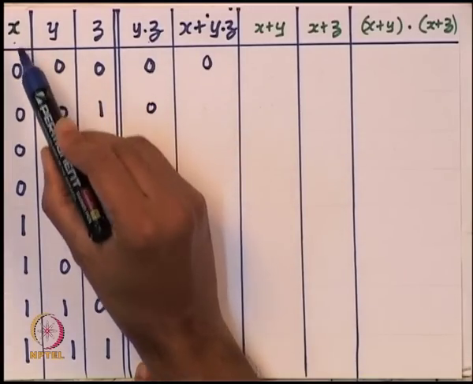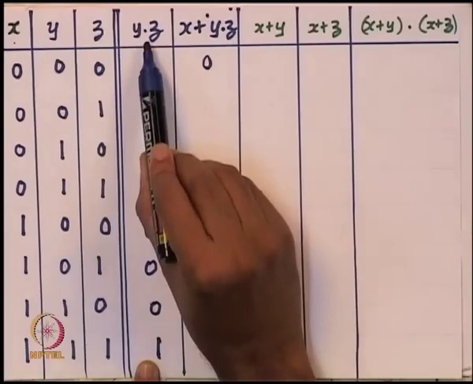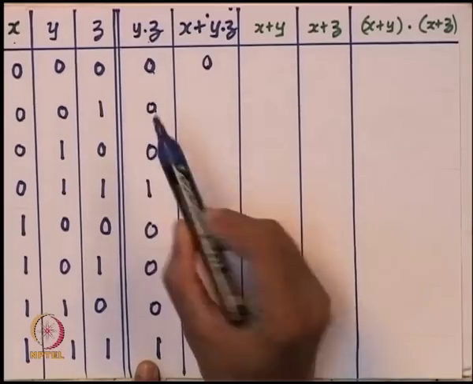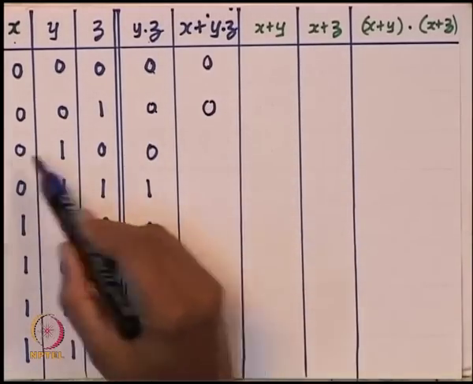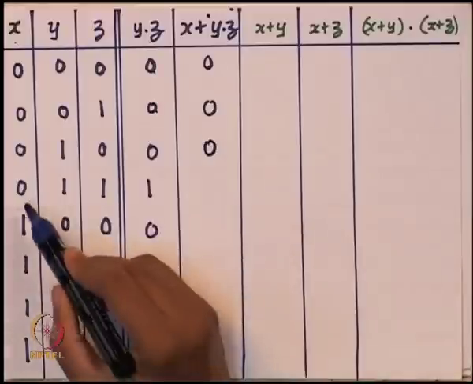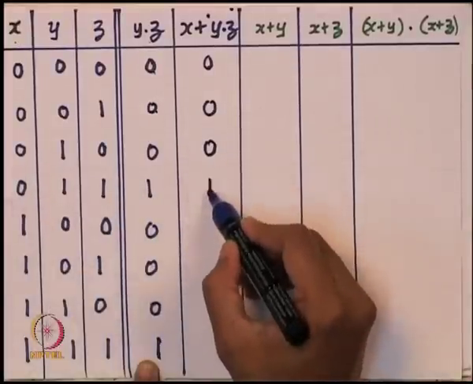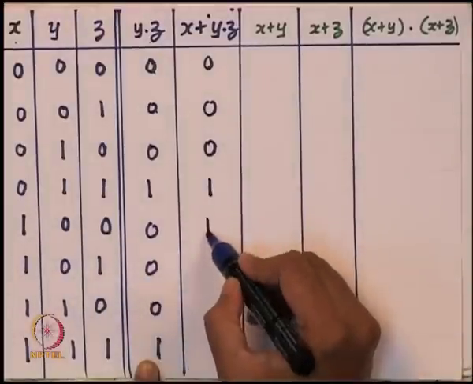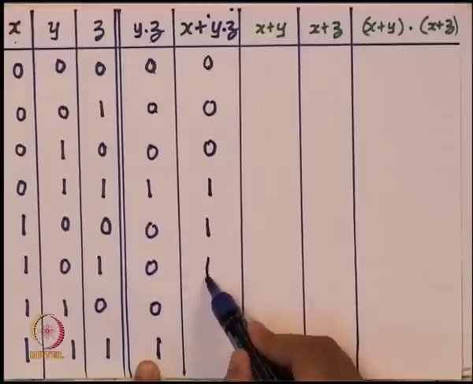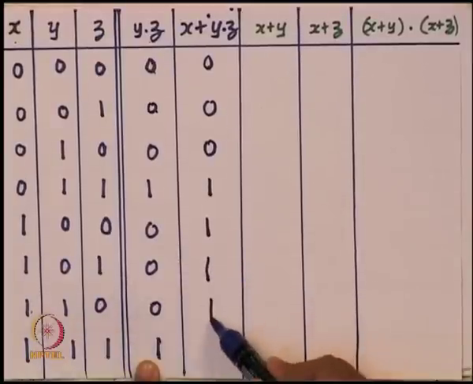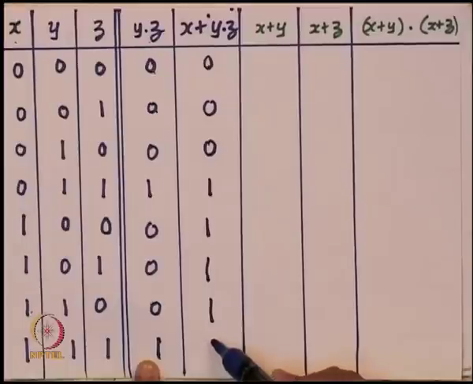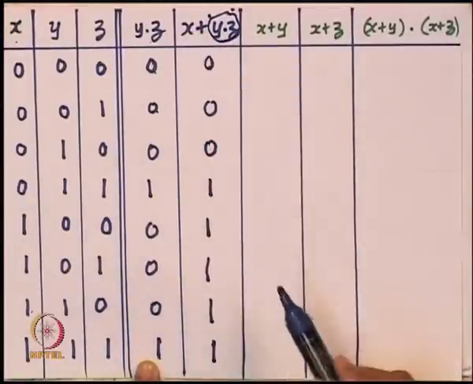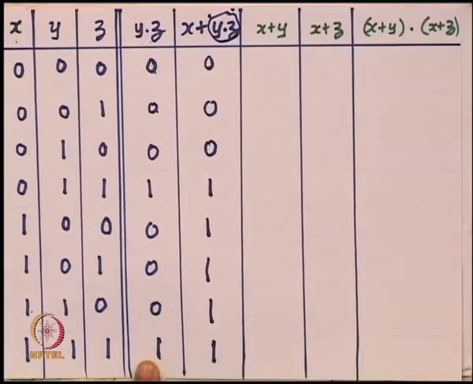LHS is taking the logical OR of this column and this column. So 0 or 0, that is 0, 0 or 0, that is 0 again, 0 or 0, that is 0 again. Now we have 0 or 1, we know that that is 1. Then 1 or 0, that is a 1, 1 or 0, that is a 1, 1 or 0 is a 1, 1 or 0 is a 1. So I took this part first and then ORed it with x. So now we are done with the left hand side.